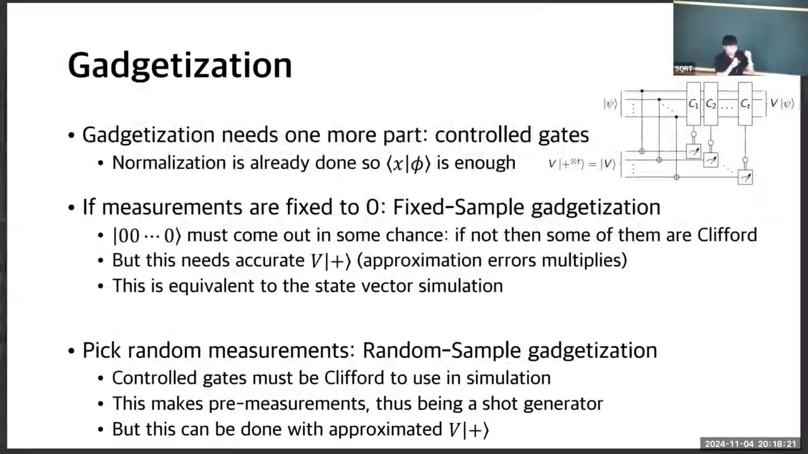But this needs V plus to be perfectly calculated, because if we don't, then maybe that would not have all 0 values. If we approximated it, the approximation error would be multiplied every time I make the measurement results just assumed 0.